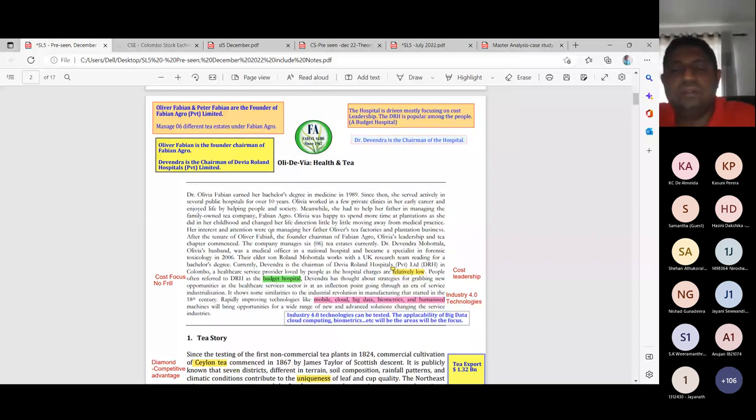So if you look at the strategy part, you can connect the theoretical knowledge you have learned in the classroom with this. Now see, these people often refer to DRH as the budget hospital. Budget means a very low cost hospital. So if you go to the theory part you have learned, for example, Michael Porter's generic strategies, Bowman's strategic clock, we can relate with this information.